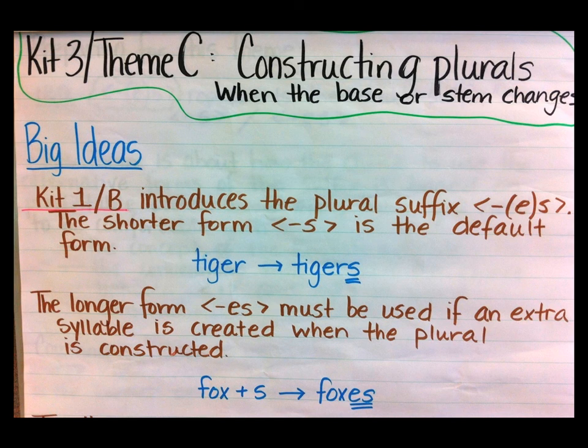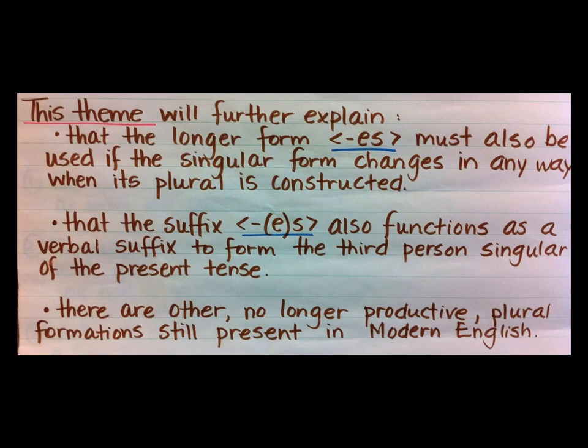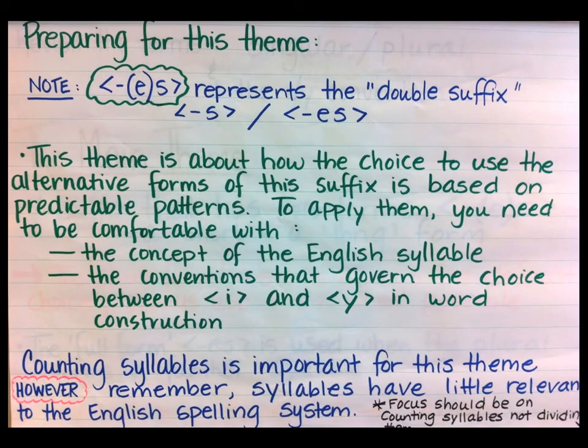This theme expands on this idea. This theme will further explain that the longer form es must also be used if the singular form changes in any way when its plural is constructed, that the suffix es also functions as a verbal suffix to form the third person singular of the present tense, and there are other no longer productive plural formations still present in modern English. To prepare for this theme, you need to, of course, talk to your kids about how this es represents what we are calling a double suffix.